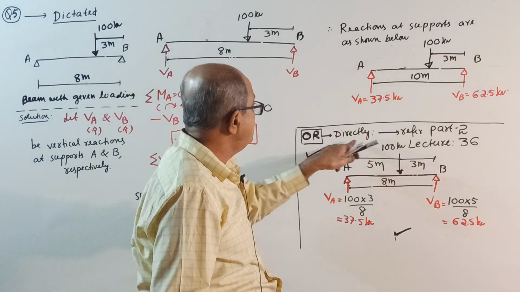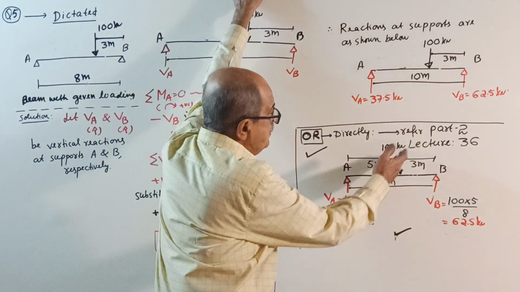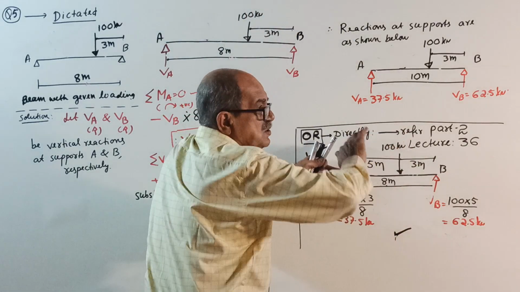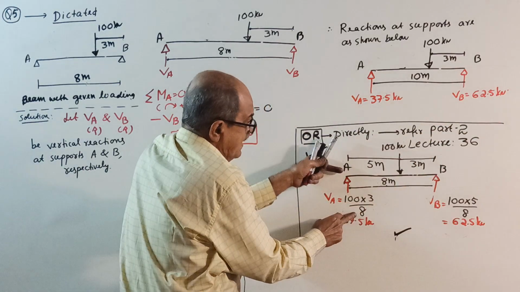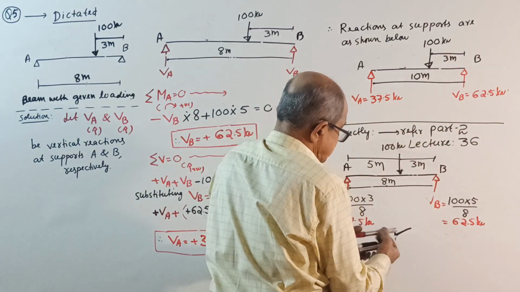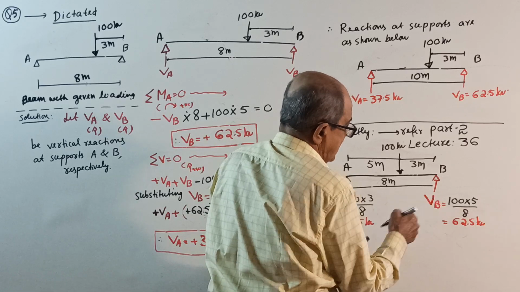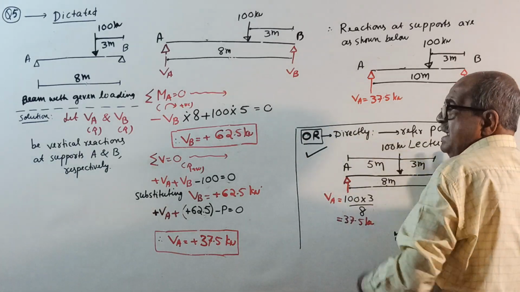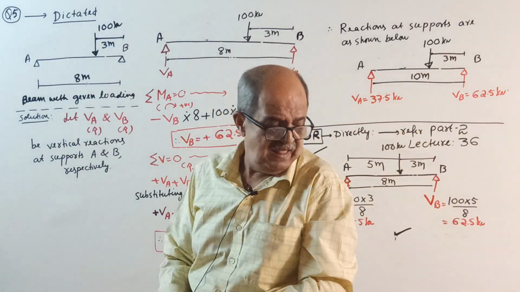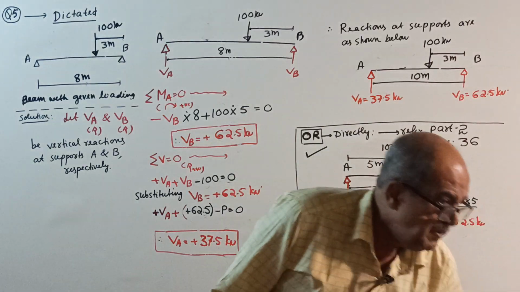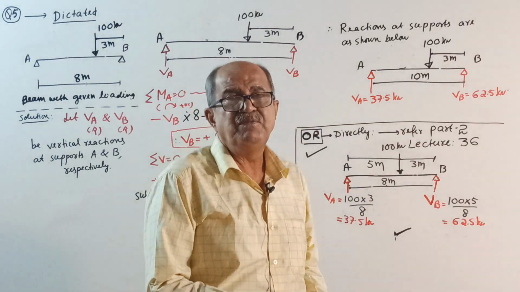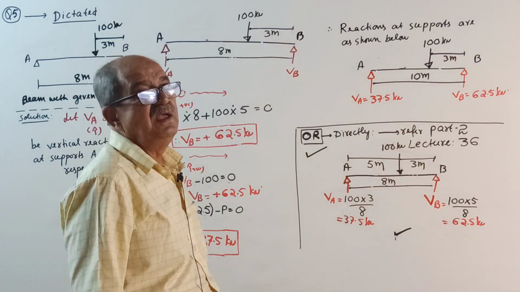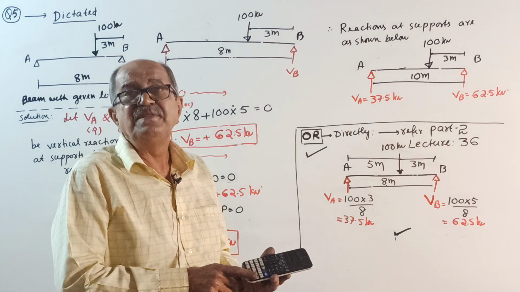Now, or directly, very easy, see here. If you use lecture 36, load 100, this reaction is 100 into other distance, 3 divided by 8. And this reaction, if you stand here, is 100 into 5 divided by 8. Now I will tell, if this question comes to me, I will never write 100 into 3 by 8. What I will do is, I will see here. This is 3 meter, this is 5 meter. Left side is 5 meter, right side is 3 meter.